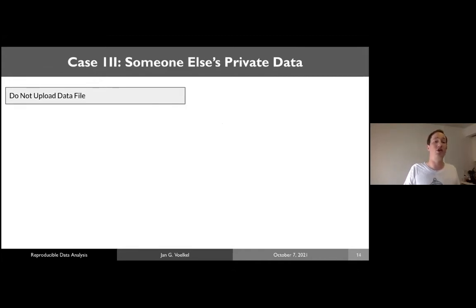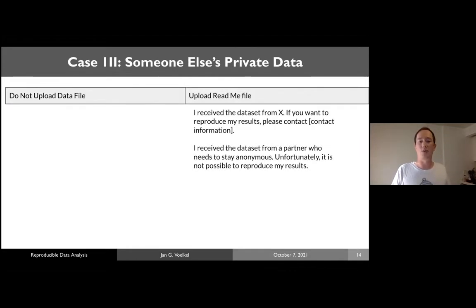And there's also case number three of someone else's private data. Obviously, if you've gotten access to it, you should not upload that data file without their permission. And I would always recommend uploading a README data file in which you can say, I received the data set from X. If you want to reproduce my results, please contact, and then put in some contact information if that is okay. And if whoever gave you access to the data set wants to stay anonymous, just be open about that and acknowledge that it is a disadvantage for your paper, that it is not possible to reproduce your results.